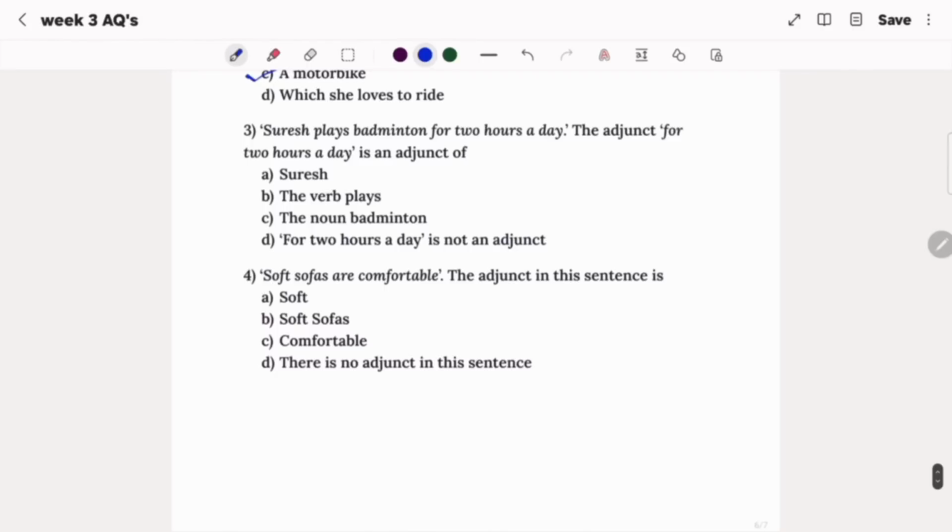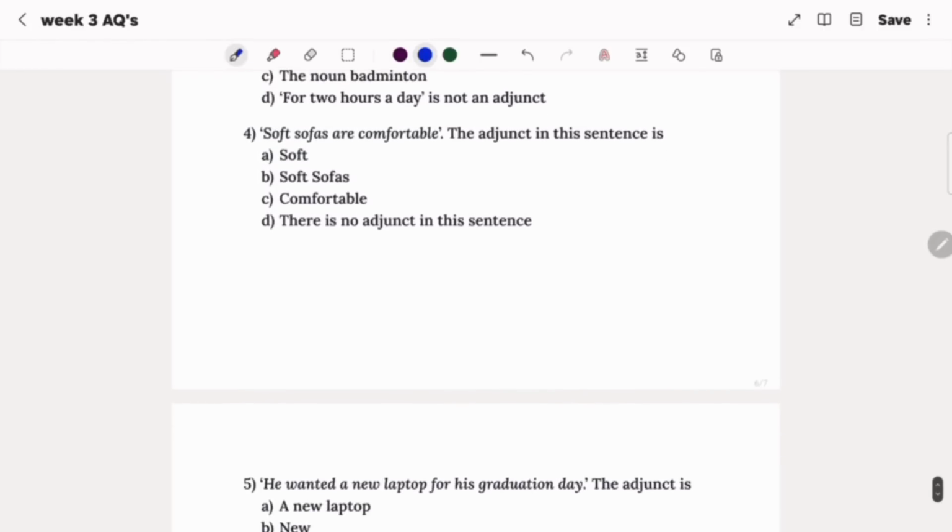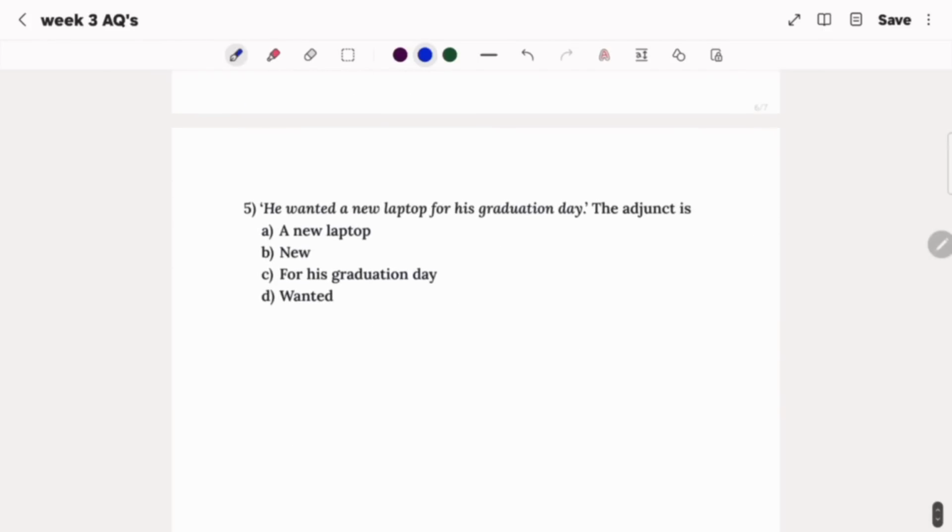Suresh plays badminton for 2 hours a day. The adjunct "for 2 hours a day" is giving extra information. What? He plays for 2 hours a day. So it is giving more information about the verb "plays". Soft sofas are comfortable. There is no adjunct here. An adjunct is not an essential part. It just gives extra information. Here just the important things are present. So there is no adjunct in this sentence.